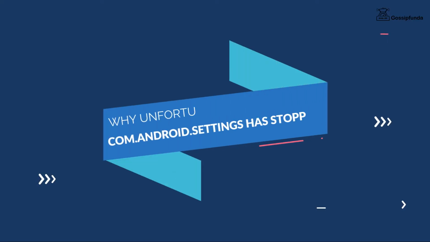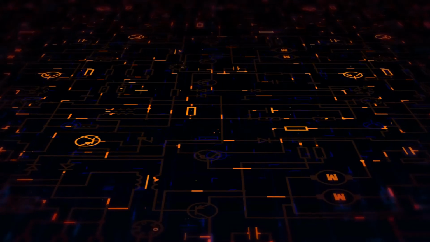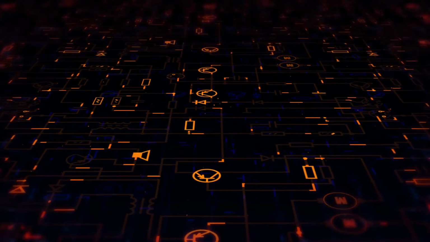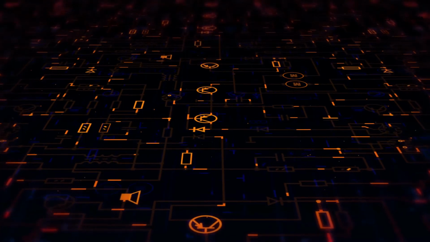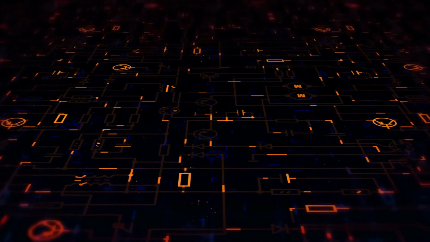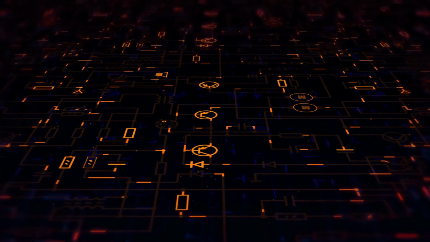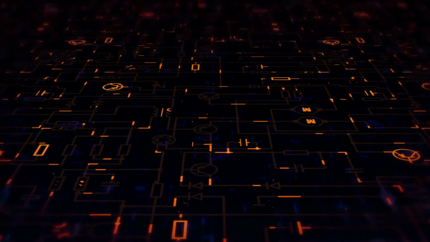Next, why "unfortunately com.android.settings has stopped"? Now we understood what the error means. Now let's see how we can resolve the error and understand its causes. There can be a number of different reasons for the error to occur. We will be discussing some of them. You need to figure it out for yourself, as each error will be different, with different reasons and different solutions.